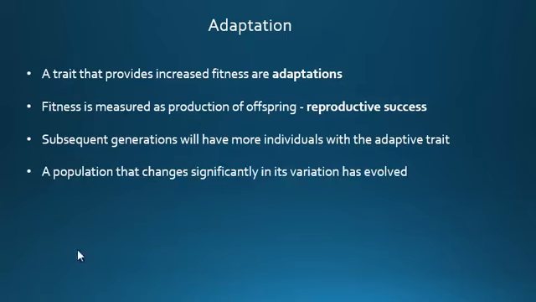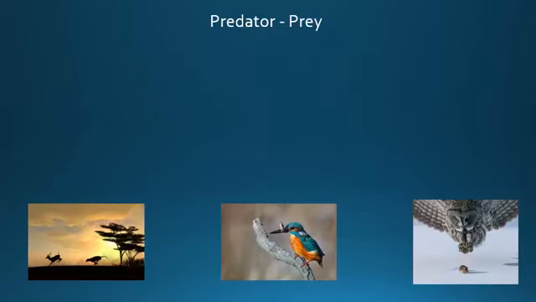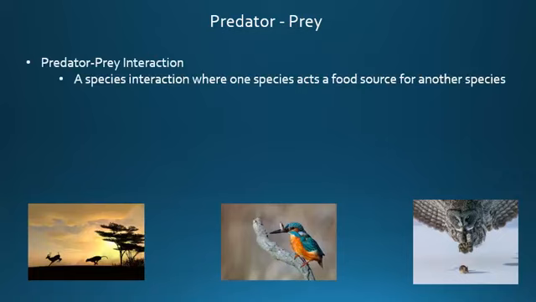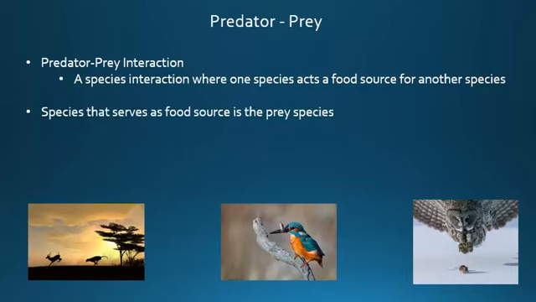And if a population changes significantly in its variation, then we consider that population to have evolved. Now, natural selection can often be seen very easily in cases where there's predator-prey interactions. A predator-prey interaction is a species interaction where one species serves as the food source for another species. I'm sure we're all aware that the species that acts as the food source is considered the prey species, and the species that is eating or hunting the food source is considered the predator.